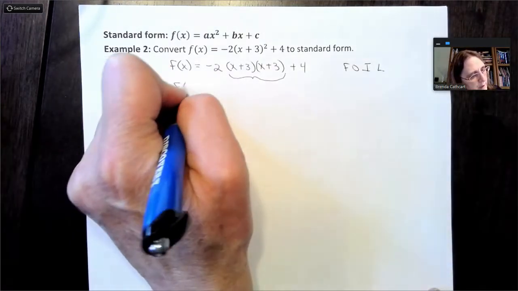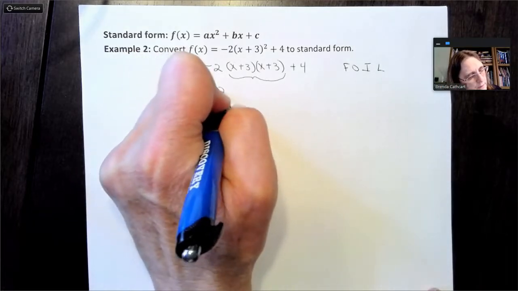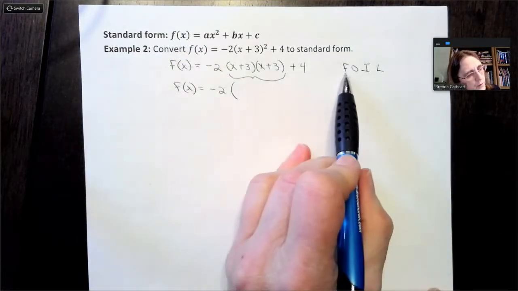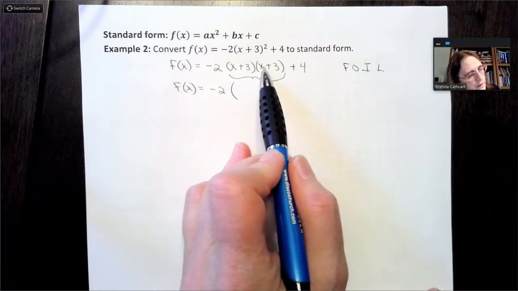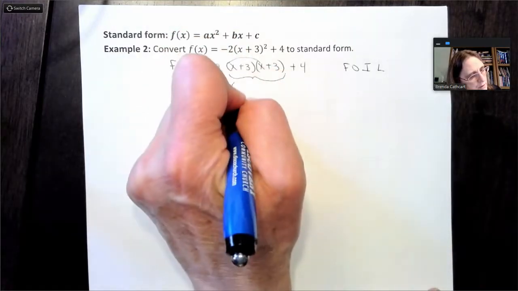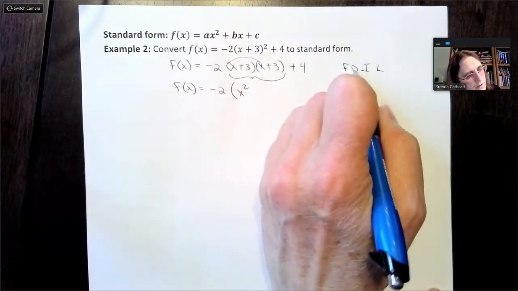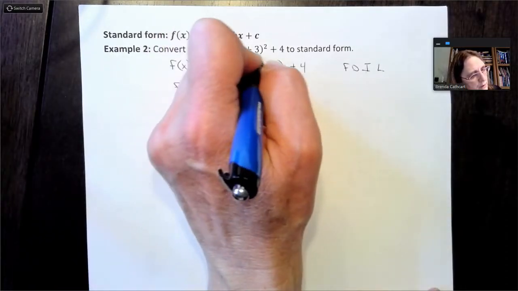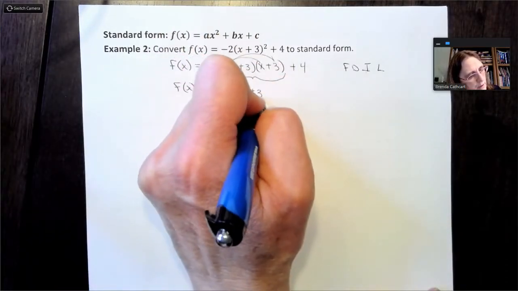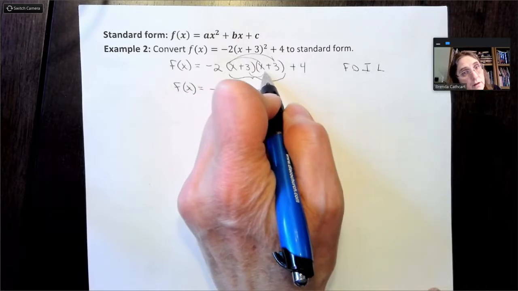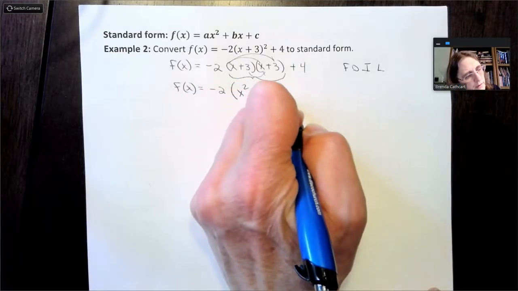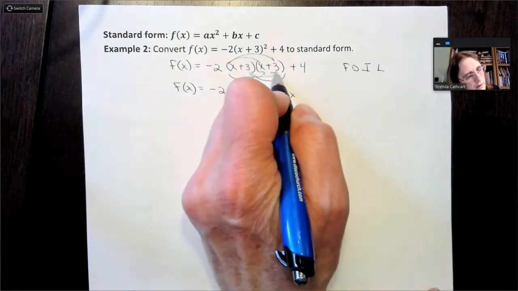So we're going to do that. We have -2, and FOIL, F is first, so x times x is going to be our first term. O is outer and I is inner, so the outer is 3x, and the inner is another 3x, and the last is 9.